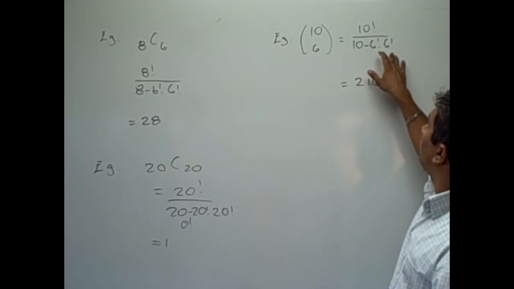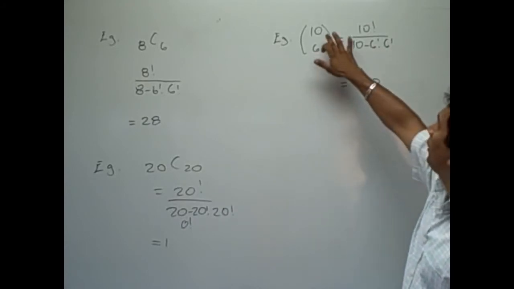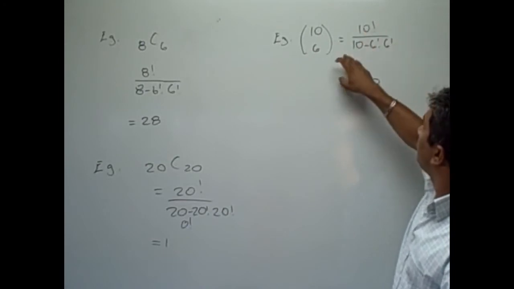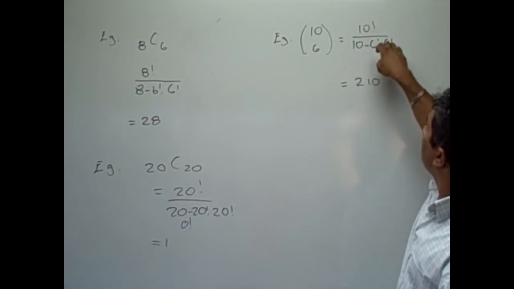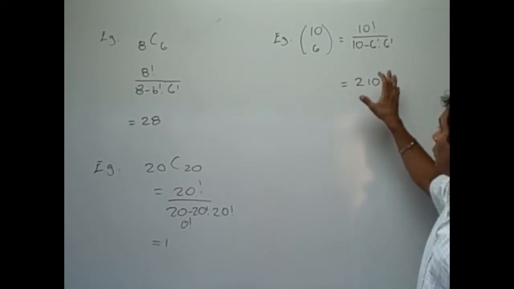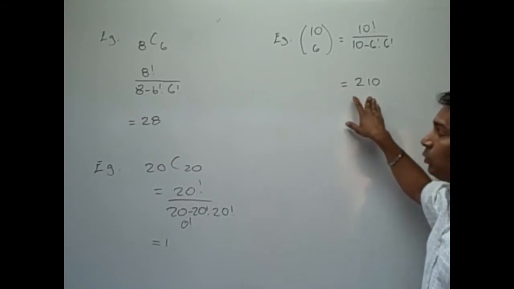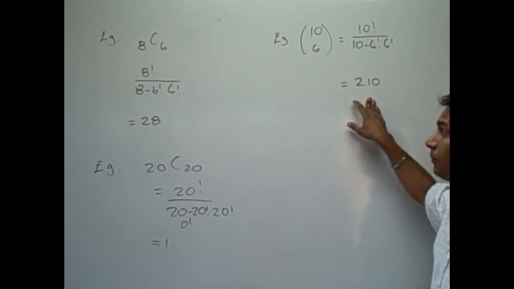Here this is saying we're going to find the coefficient of the 7th term. So we have 10 factorial over 10 minus 6 factorial times 6 factorial. All this simplifies to give us 210. So the coefficient of the 7th term in this expansion would be 210.